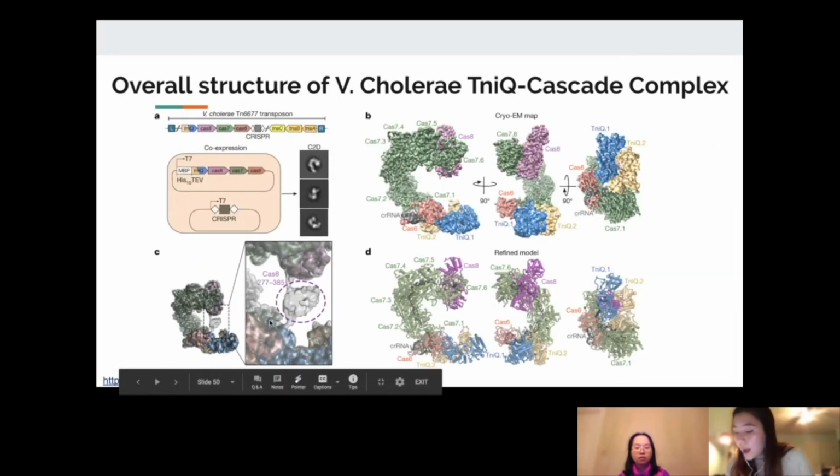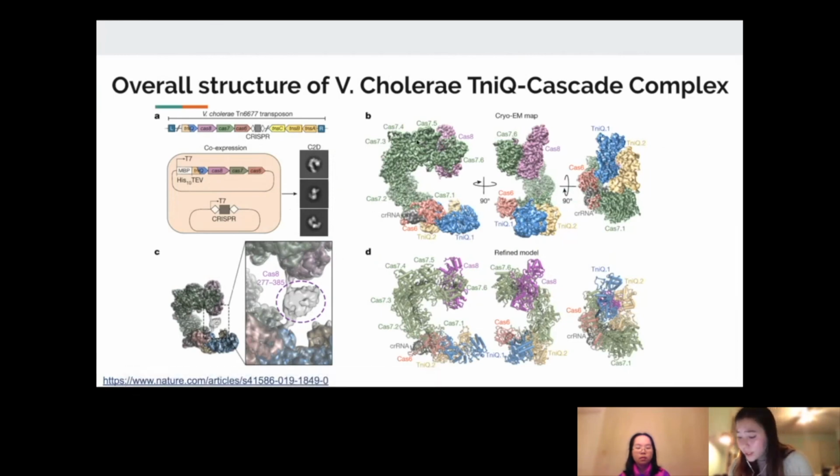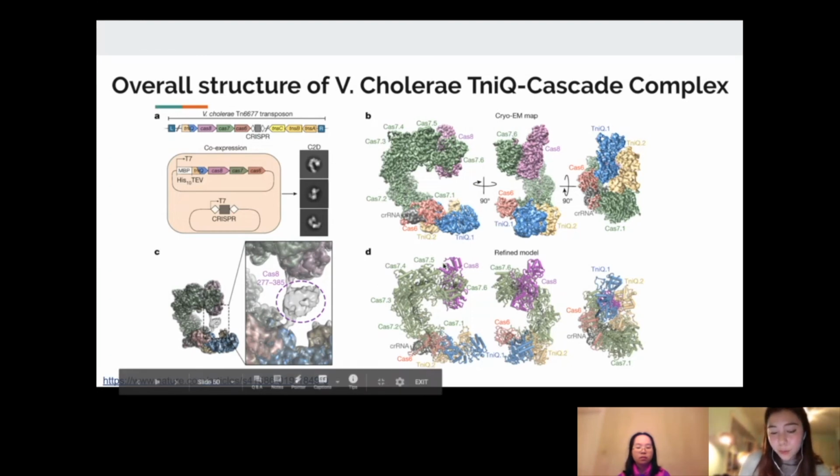If you look at the structure of Cas7, we can see that Cas7 protects the crRNA by forming a helix along its length. You can see it a little bit better in this refined model down here, where this gray snake that's going through the center of the cascade complex is shown to be almost completely protected by this Cas7 portion of the complex.